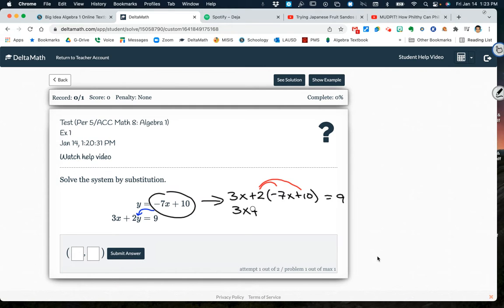Oops. Let me fix that. 2 times negative 7x is negative 14x. And 2 times 10 is 20. Okay, check my math there. Does that look good? Looks good. Let's combine the 3x and the negative 14x. That's negative 11x plus 20 equals 9.